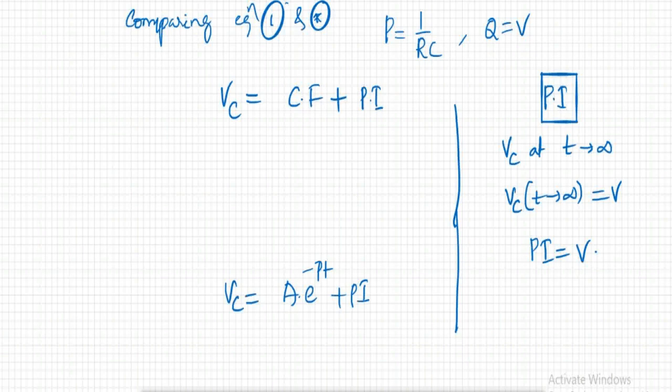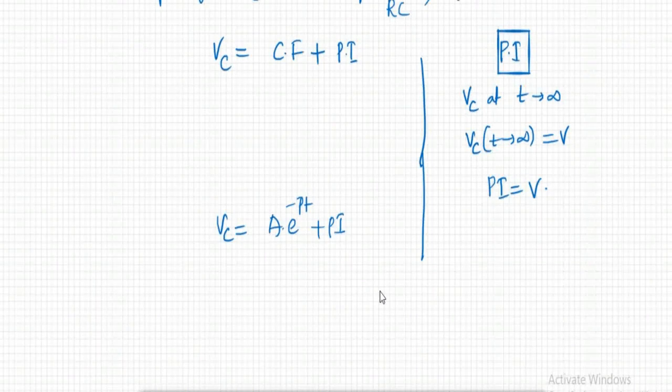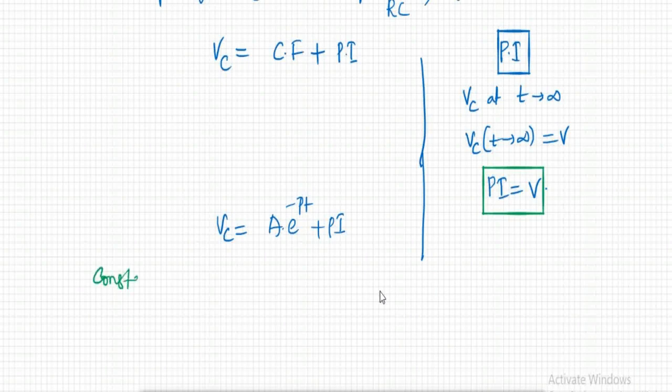So at steady state, the capacitor will act as an open circuit, so the entire source voltage will be applied across the capacitor. So the particular integration value will become the source voltage. So particular integration equals voltage V. Now we need to find constant A here. Constant A can be found by using the initial conditions of the circuit.